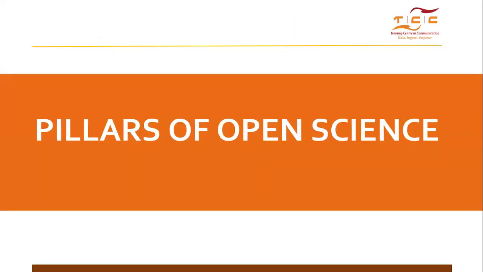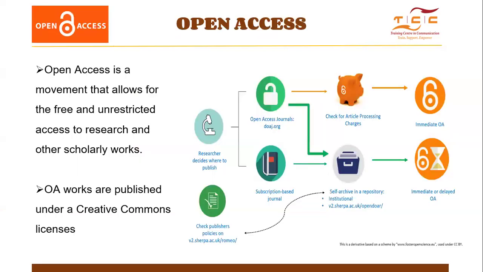So I've talked about the pillars, so I'm not going to repeat them, because the ones we were talking about were the pillars. So we have open access. There are several forms of open access. In open access here, the researcher decides where to publish. So you select the journal. The journal is either open access or hidden behind a paywall. Then you need to check for access process.